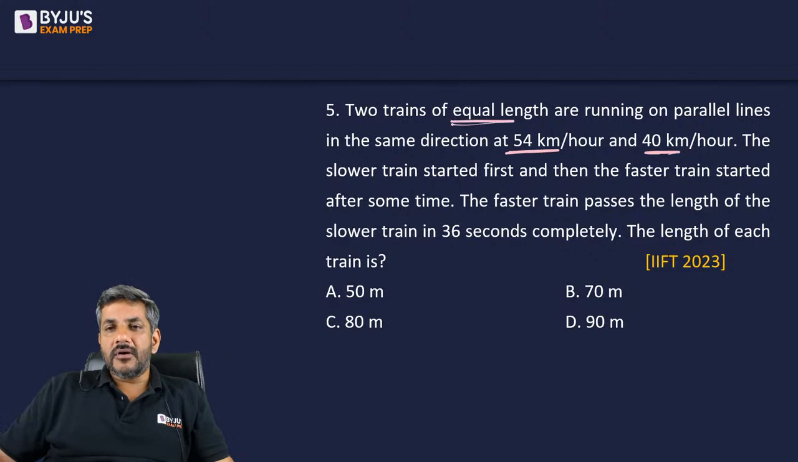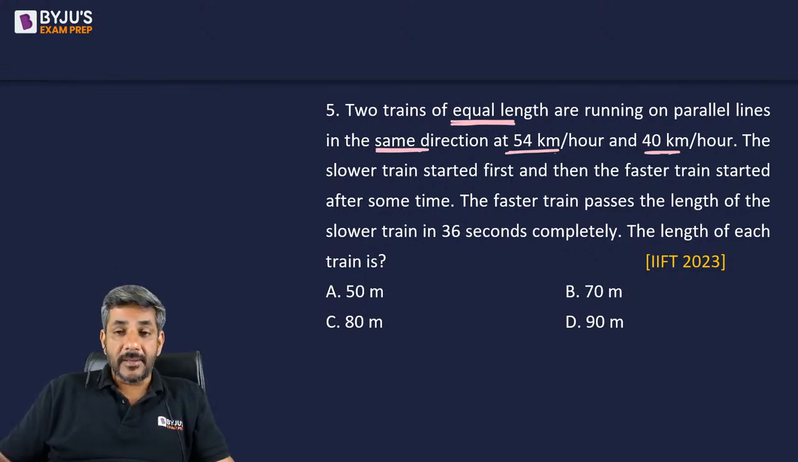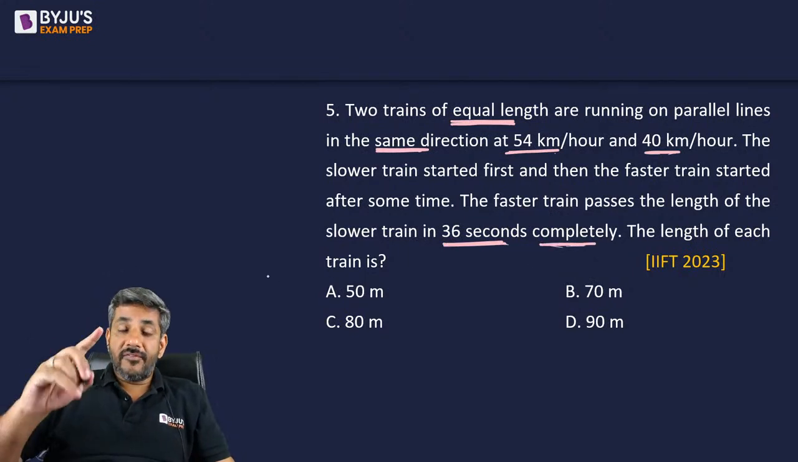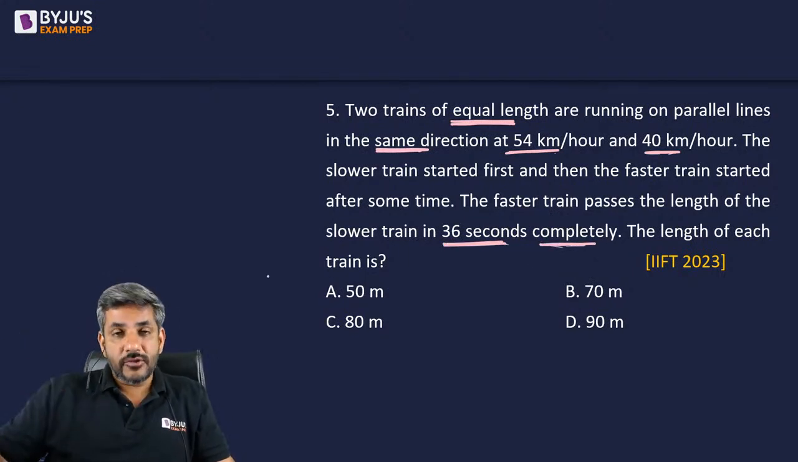So first thing important, equal length. Second, in the same direction. Speeds 54 and 40. The slower train started first and then the faster train started after some time. The faster train passes the length of the slower train in 36 seconds completely.